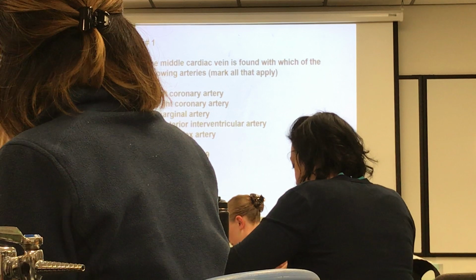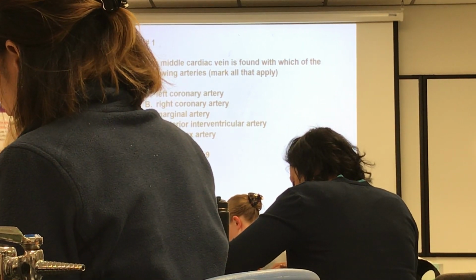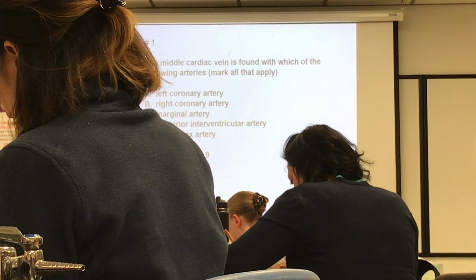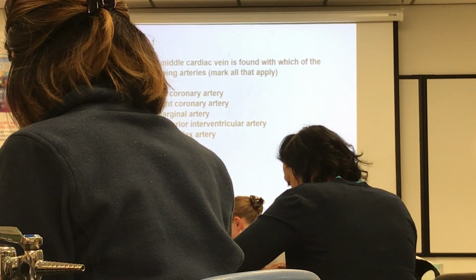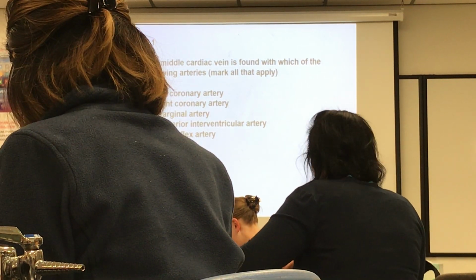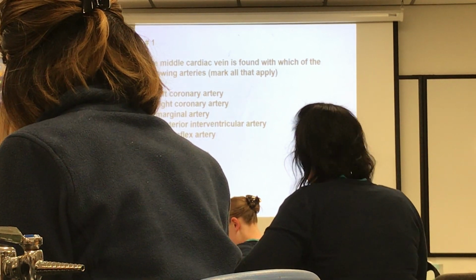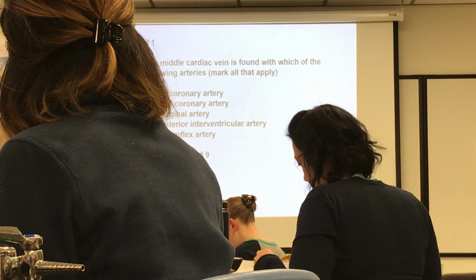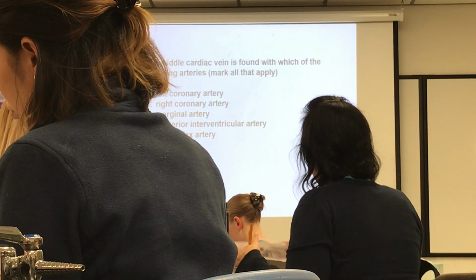Thursday, looking at the blood supply to the heart. We had 6 arteries and 3 cardiac veins. Some of them are found with 2, some are only found with 1. So what artery or arteries is the middle cardiac vein found with? If it's found with 1, it's marked 1. If it's found with 2 or more, then mark whatever is applicable.